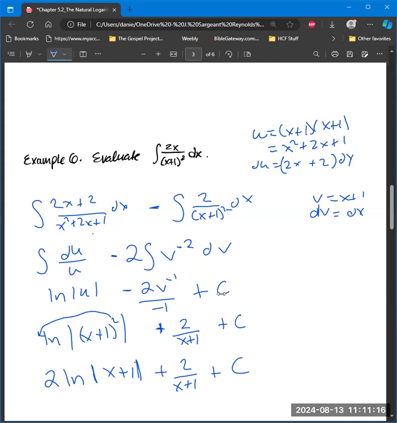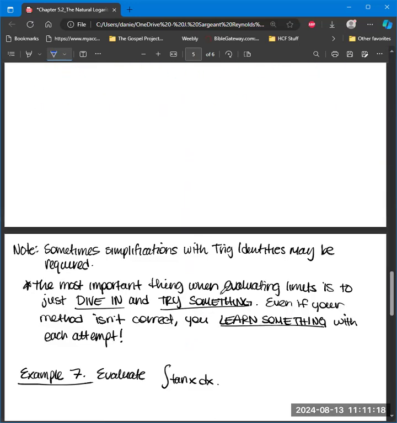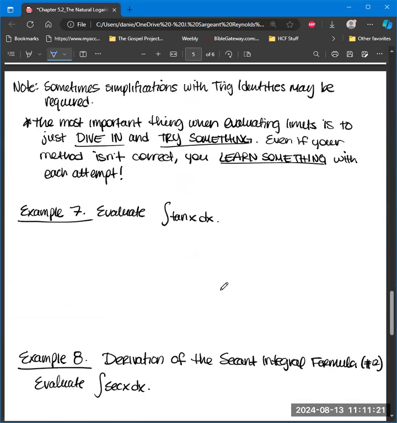All right. Sometimes simplification with trig identities may be required. The most important thing when evaluating integrals is to just dive in and try something. Even if your method isn't correct, you learn something with each attempt. We said the same thing about limits, and that's a copy paste. I needed to change the word limits to integrals there.